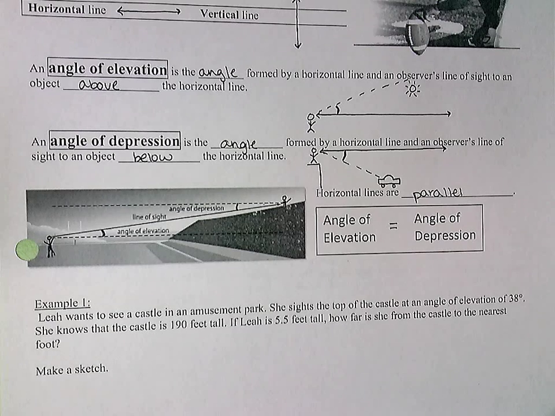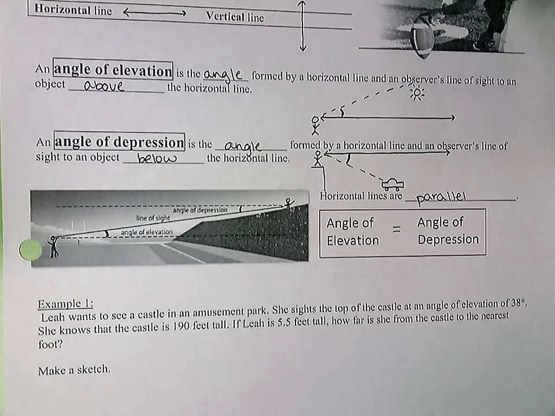Okay. They're alternate interior angles, so they are congruent to each other. Okay, they're equal. So just remember, angle of elevation will equal the angle of depression. So looking forward here, we have, yes, I know, it's word problems. Okay, I'm going to help you through it.